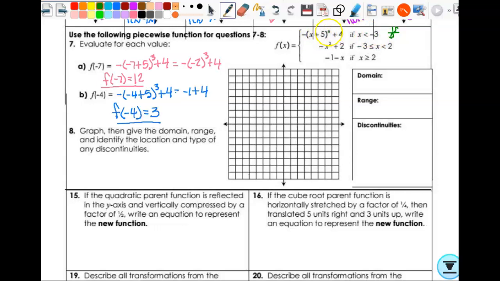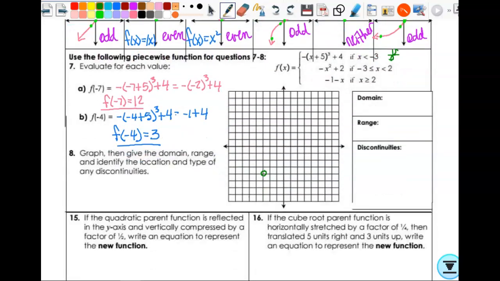Cubed is 8. That makes that negative 8, plus 4, is going to give me negative 4. So I go to negative 3, negative 4. And that's going to be an open circle because this is just less than. Okay, so then I'm going to graph using my anchor points. That's why I plotted these anchor points up here.